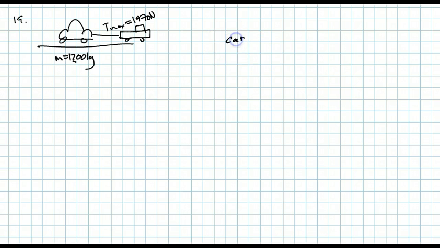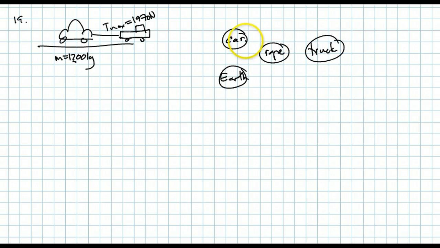So we have the car, we have the earth, we have the rope, we have the truck. So the car is being pulled by the rope tension, and the truck is being pulled backwards, actually, with the same tension. So, that's why it's kind of hard to tow a car, right? Or to tow anything, because you have this force pulling backwards on you.